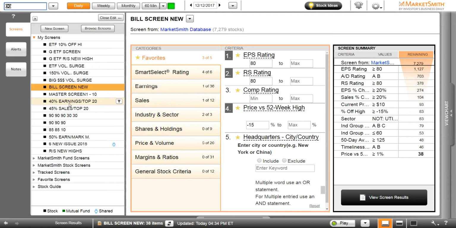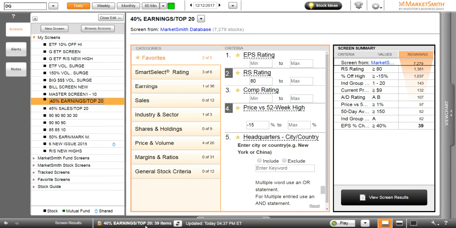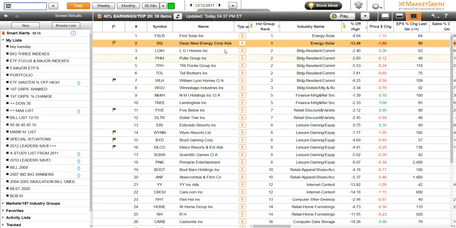I'm going to show you something. I'm just going to click on this screen right now. There's 39 stocks in this screen. And I go down here and I raise the bars, and here they are. These are the leading stocks from those leading groups.